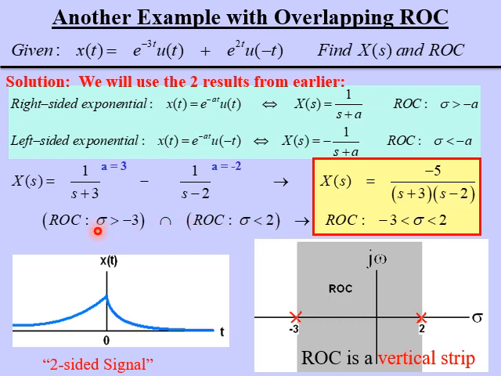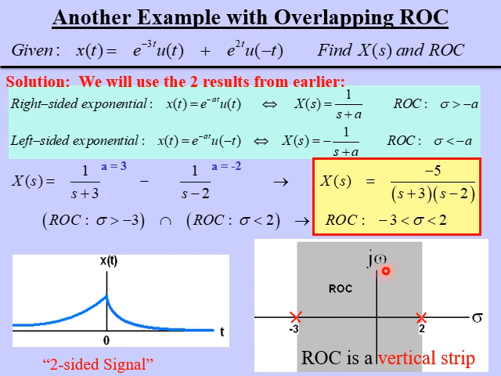Now, we have to take the intersection of these two regions of convergence. So what we end up having here is sigma is going to be between negative 3 and positive 2. Likewise, for x of s, we can combine these two terms using least common denominator, and we end up with minus 5 over s plus 3 times s minus 2. We have two poles. We have a pole at negative 3 right here, and the second pole for this term is at s equals positive 2.